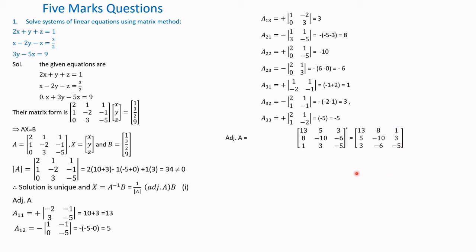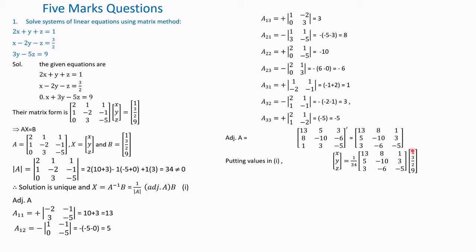So we have found adjoint A. And now we have to find the inverse, because we know X is equal to A to the power of minus 1 B, or 1 over modulus of A, adjoint A, that is adjoint A over determinant A into B. So on the left side is X. Therefore, X, Y, Z equals 1 over 34 into A inverse, which is 13, 8, 1, 5, minus 10, 3, 3, minus 6, minus 5, into B.